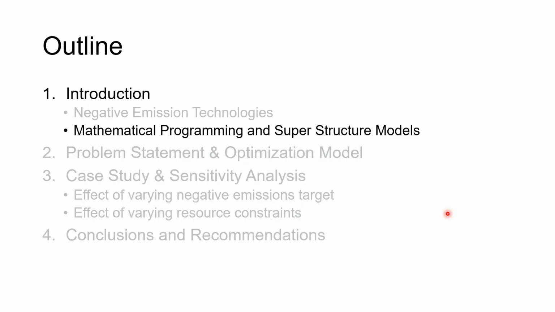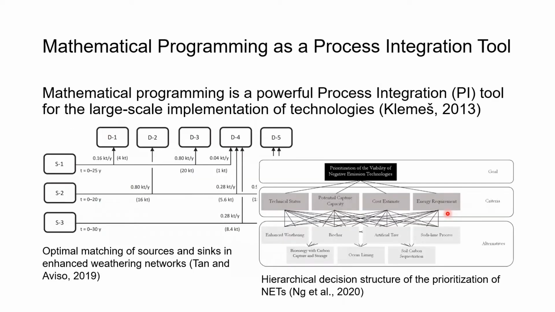Let's now move on to mathematical programming and superstructure models. Mathematical programming is a powerful process integration tool for the large-scale implementation of technologies. Examples of mathematical programming applied to NETs are shown. For example, a linear program was used for optimizing enhanced weathering networks via a source-sink model. And then Ning and colleagues in 2020 ranked NETs under uncertainty, considering technical status, potential capacity, cost, and energy requirement using nonlinear programming.